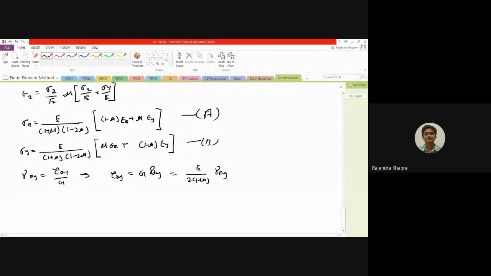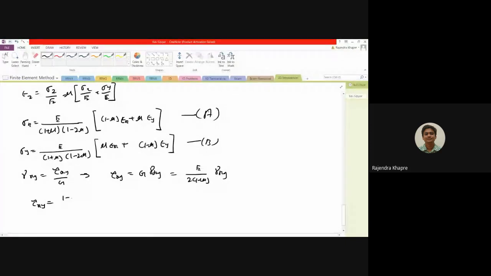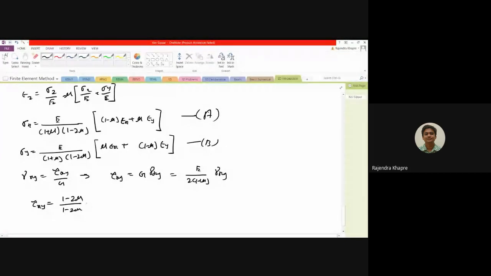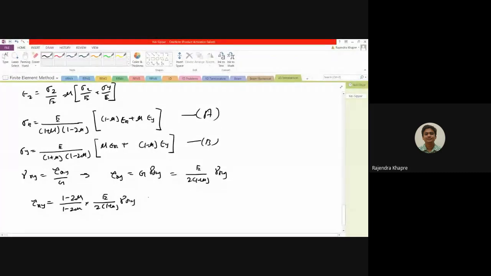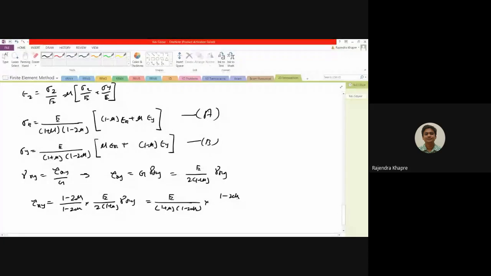Okay, so what we can do is multiply and divide the same term like this. I am writing 1 minus 2 mu, and here also I am writing 1 minus 2 times mu, and the same thing I am writing, that is E, this is 2 into 1 plus mu into gamma xy. If you rewrite this particular term, what you are going to get is E divided by 1 plus mu, 1 minus 2 mu, into 1 minus 2 mu divided by 2, into gamma xy.